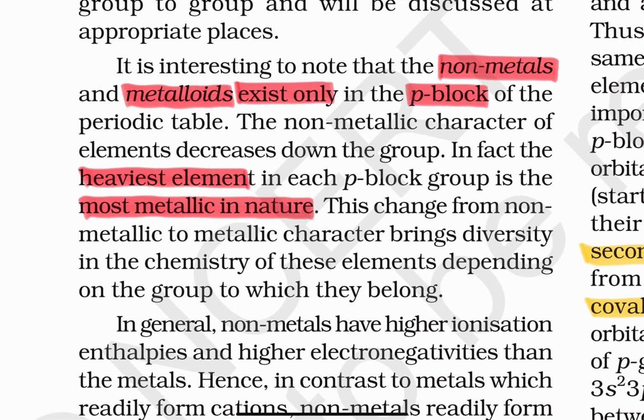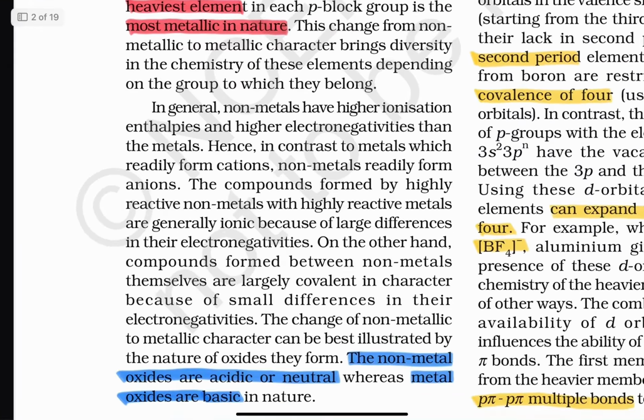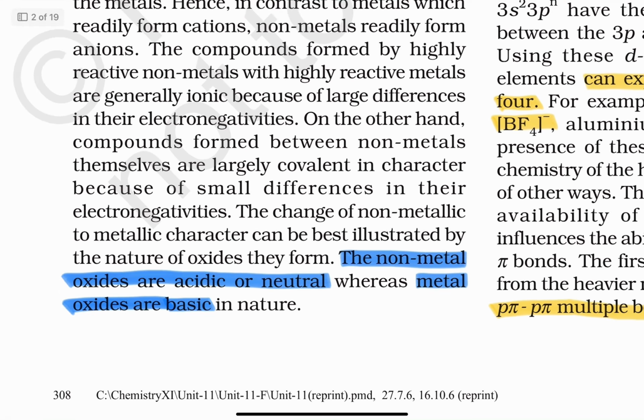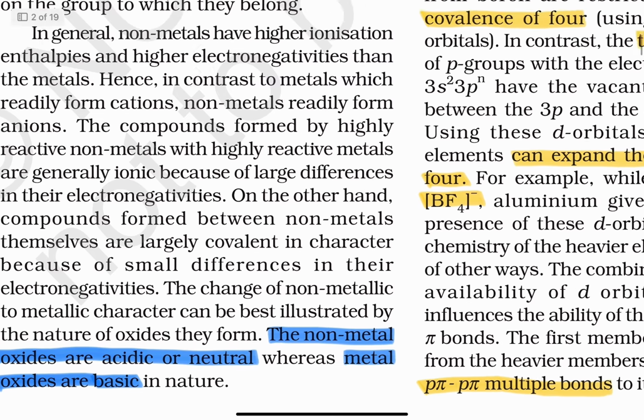In fact, the heaviest element in each p block group is the most metallic in nature. That means the last element. The non-metal oxides are acidic or neutral, whereas metal oxides are basic. This is a rule. Non-metal oxides are acidic and generally neutral ones are only 3: carbon monoxide, nitric oxide, and nitrous oxide. Generally all the remaining are acidic. Metal oxides are basic. This is known to us.